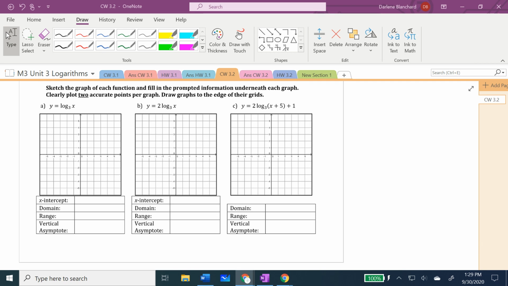So, log base 3 of x, have you graphed it? I'm hoping that you are graphing it ahead of me and that you're not just waiting for me to do something and then copying it. For log base 3, you need to plot the point 1, 0.